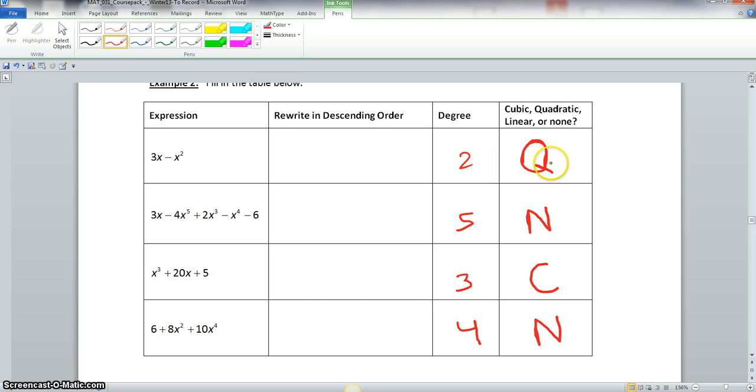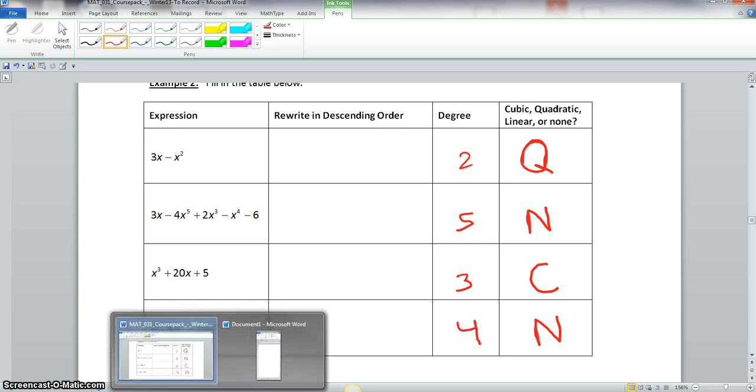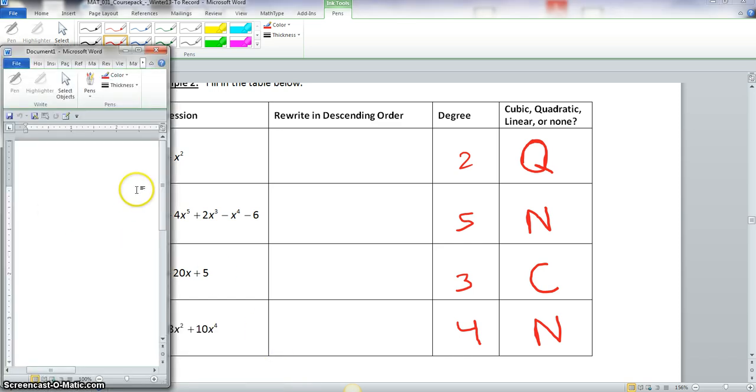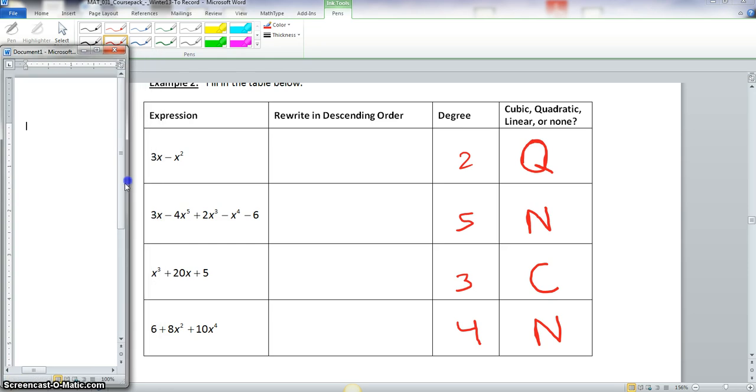So the degree here is 2, it's quadratic. I just put Q for quadratic. 5 is none. 3 is cubic. And 4 is none. Now, they want us to rewrite this in descending order. There was a little problem with this where I could not write this in descending order in this graph. So what I did here, I have this other Word document up here, so I can write this in descending order.